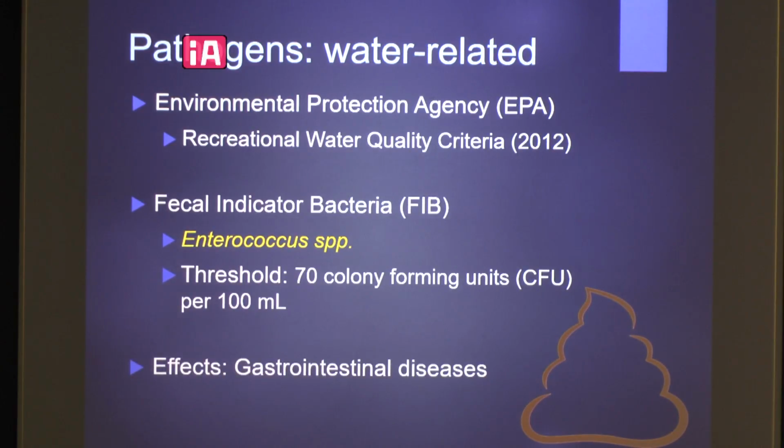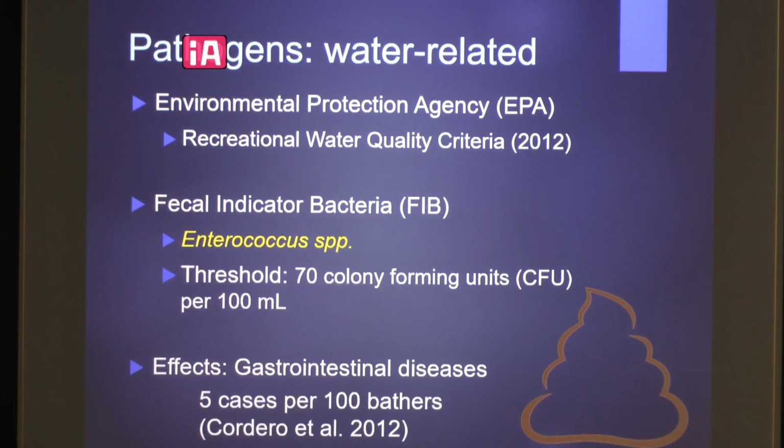The specific effect, and this is one example, is all gastrointestinal diseases. There was a study in 2012 in Puerto Rico by Cordero and others. By looking at an area that had this high concentration of these indicators, that had fecal pollution contamination from humans, they found that about 5 cases per 100 bathers, 5 people were getting sick per 100 bathers.